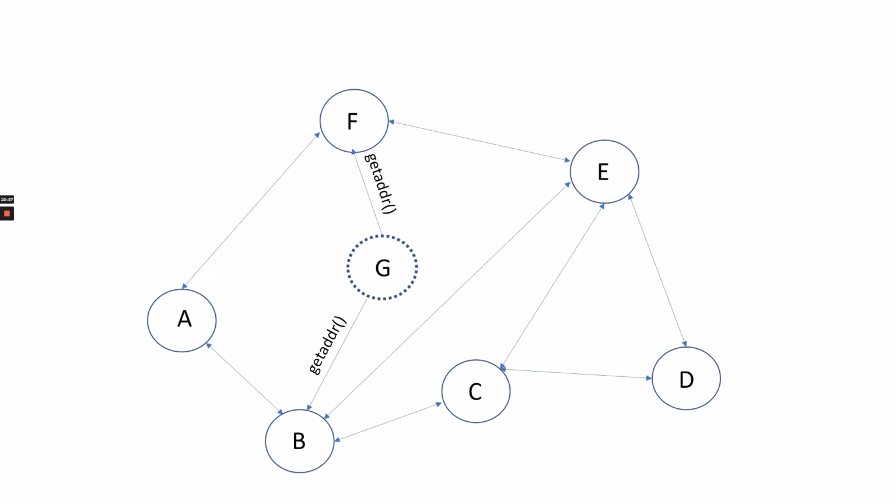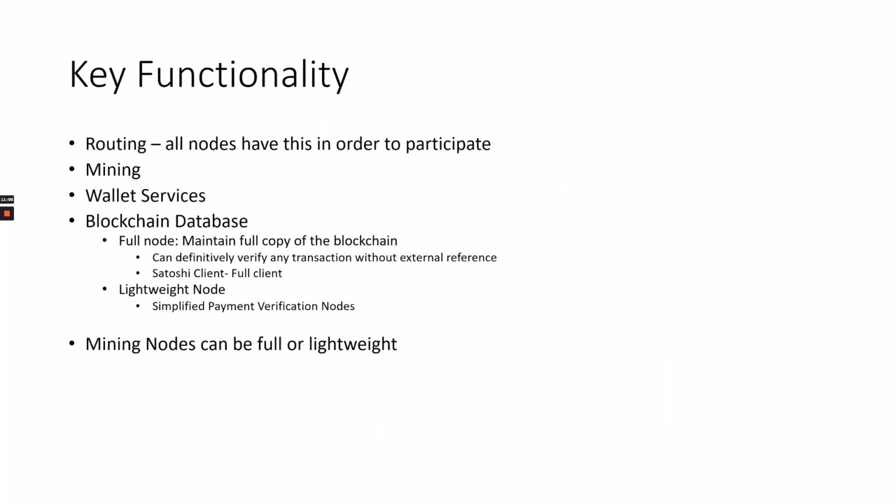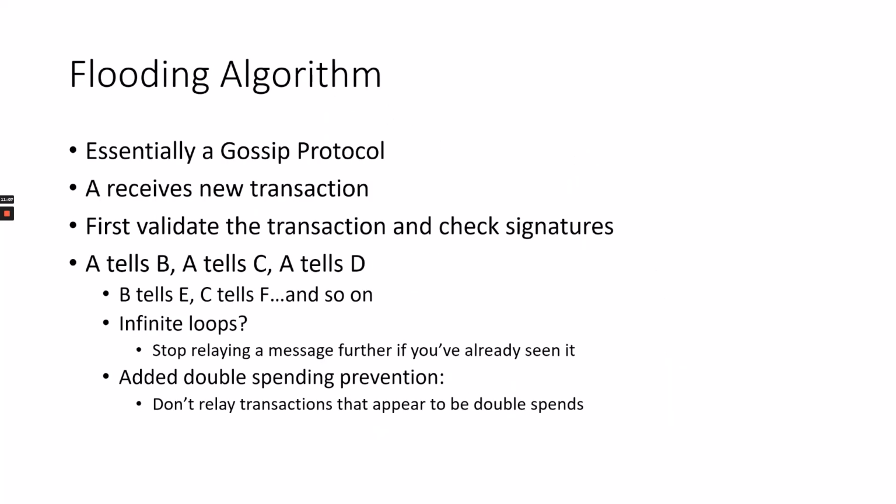Again, this is just a sanity check. So what basically they do is, if anything seems like a double spend attack, ignore it. Ignore the second transaction that you hear. Keep what you already know. So basically, this is how transactions are flooded.